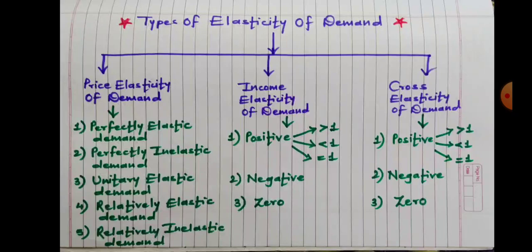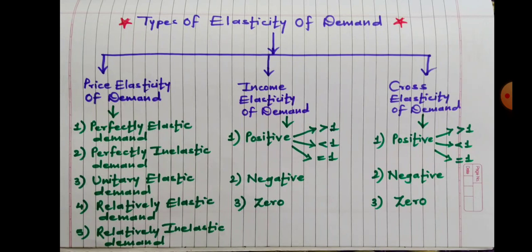Now let us see classification of elasticity of demand. Elasticity of demand is classified into three types. Number 1, price elasticity of demand. Number 2, income elasticity of demand. And number 3, cross elasticity of demand. There are 5 types of price elasticity of demand. Number 1, perfectly elastic demand. Number 2, perfectly inelastic demand. Number 3, unitary elastic demand. Number 4, relatively elastic demand. And number 5, relatively inelastic demand.